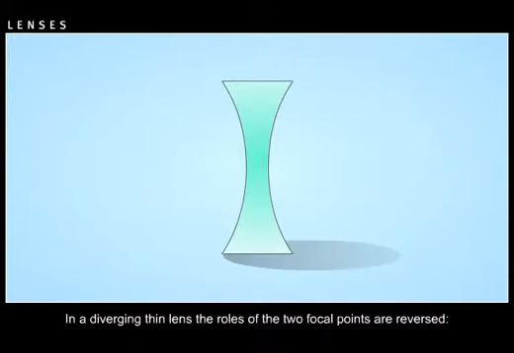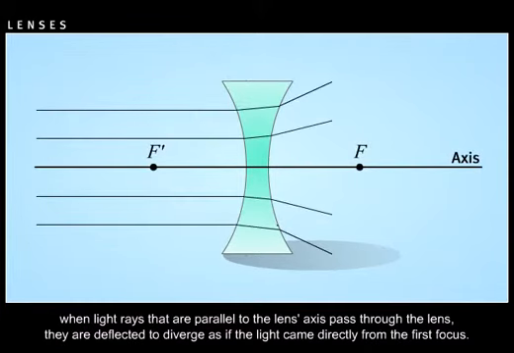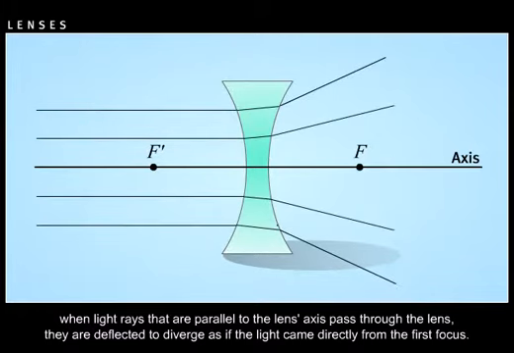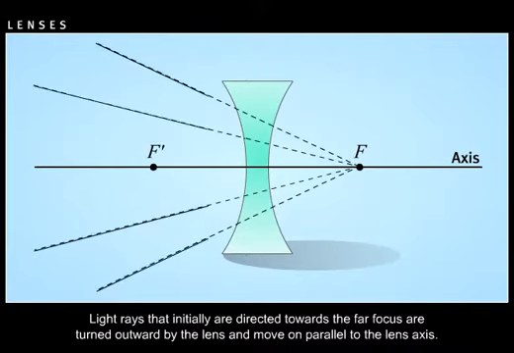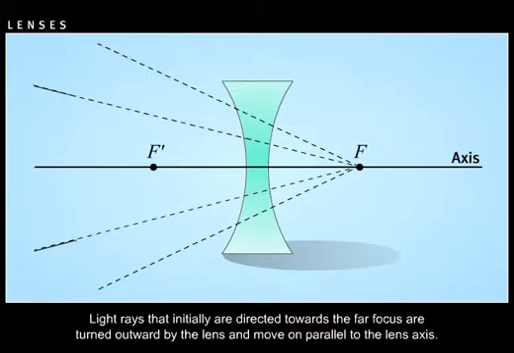In a diverging thin lens, the roles of the two focal points are reversed. When light rays that are parallel to the lens axis pass through the lens, they are deflected to diverge as if the light came directly from the first focus. Light rays that initially are directed towards the far focus are turned outward by the lens and move on parallel to the lens axis.